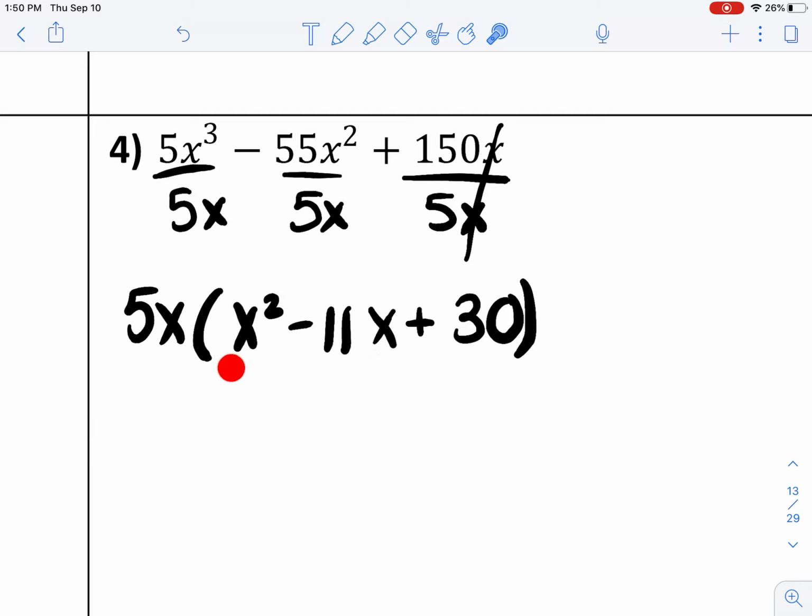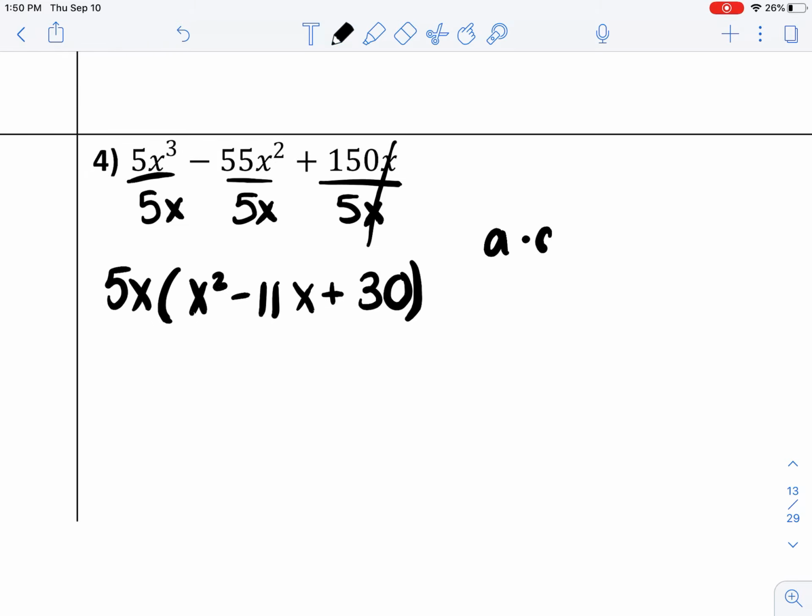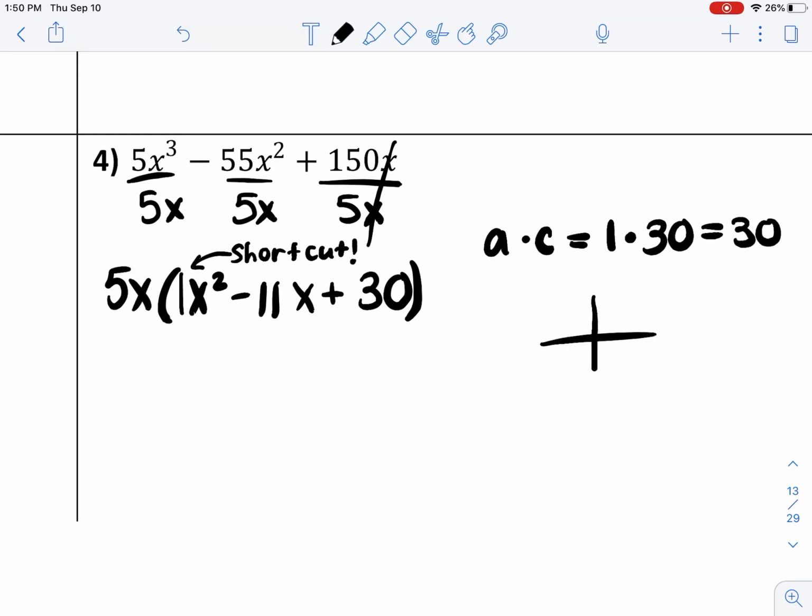Now step 2 is look at what you have left. I've got 1, 2, 3 terms. 3 terms is the AC method. So A times C equals, this is an imaginary 1, which is great news for us because that means we can do the shortcut. So it's 1 times C is 30, 1 times 30 equals 30. So I need the numbers that multiply to 30, and they have to add up to whatever B is. In this case, B is negative 11. There's B.